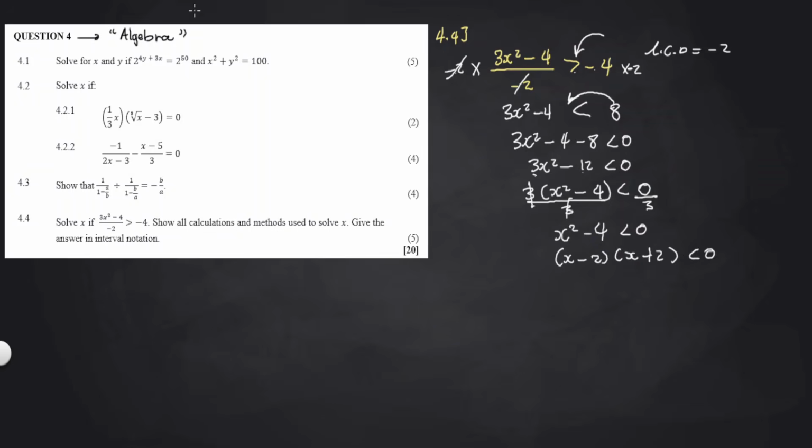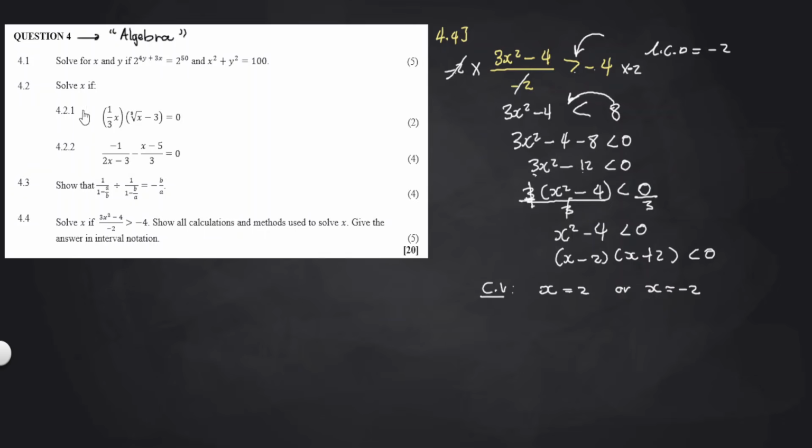Why? Because of this 3x squared minus 12, there are no obvious factors for that. That is why I ended up taking out 3 as a common factor. Take it out and see if you can factorize. It turns out you can after taking out the 3. Then you see the critical values: x equal to 2 or x equal to negative 2.